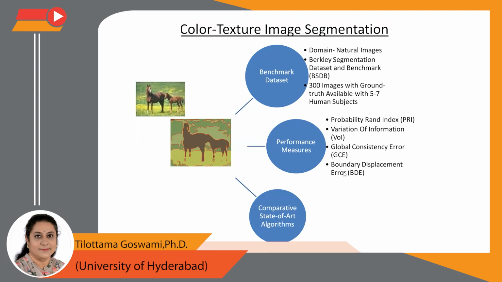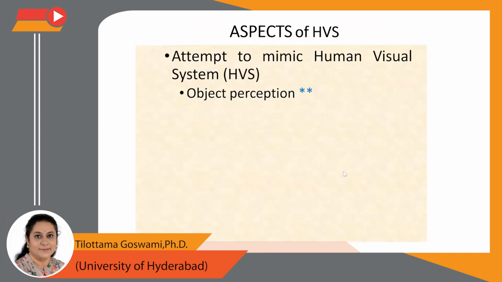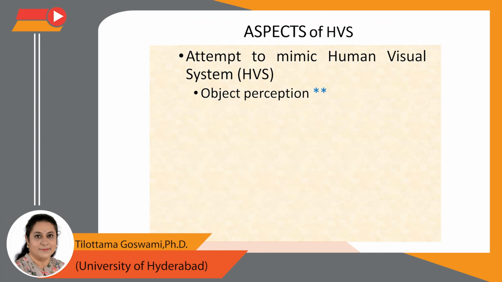We try to mimic the human visual system. There are three types of human vision: monochromatic, photopic, and mesopic vision. For low illumination levels, rods are active. For normal daylight, cones are active. For dark surround or dim surround, both rods and cones are active. Depending on the vision, the object perception is made.